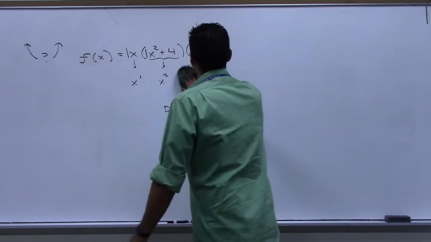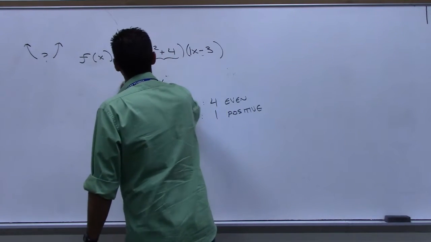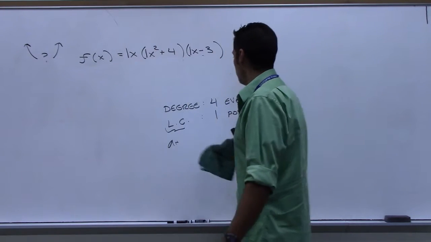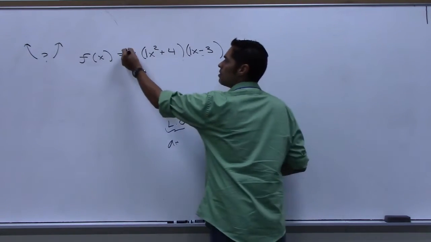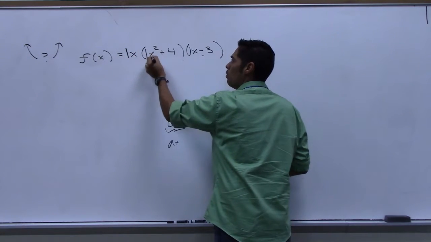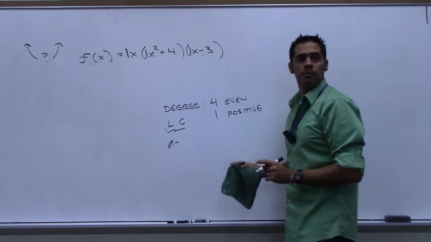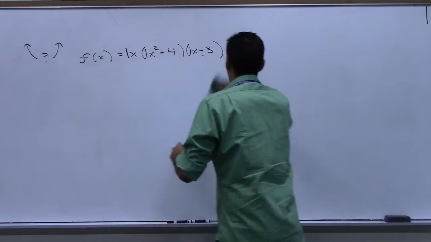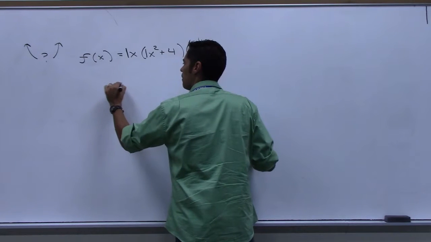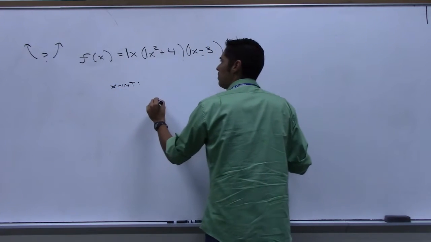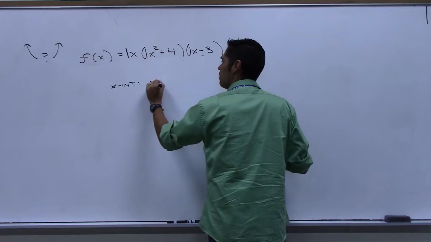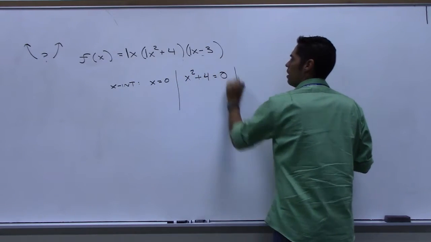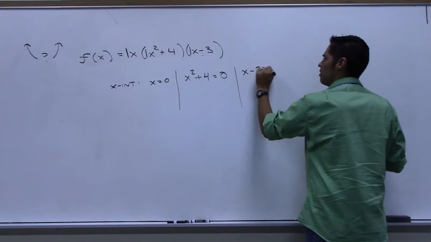Right? Now what we do is figure out what the x-intercepts are. So you set each of the factors equal to 0. Which one? This one? Looking at the numbers in front of the x's. 1, 1, and 1. Yes? Okay. So now, to find the x-intercepts, I'm going to set each factor equal to 0. So I set x equal to 0. I set x squared plus 4 equal to 0. And the last factor, x minus 3 equal to 0.